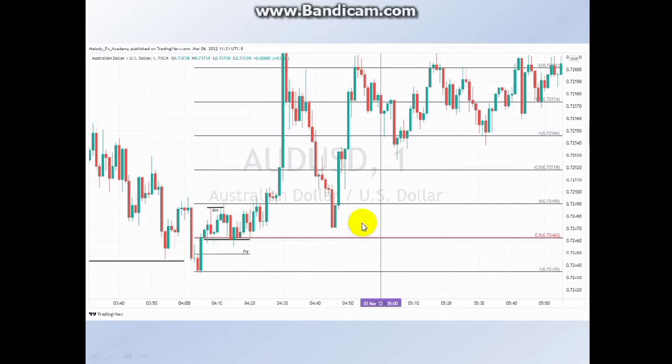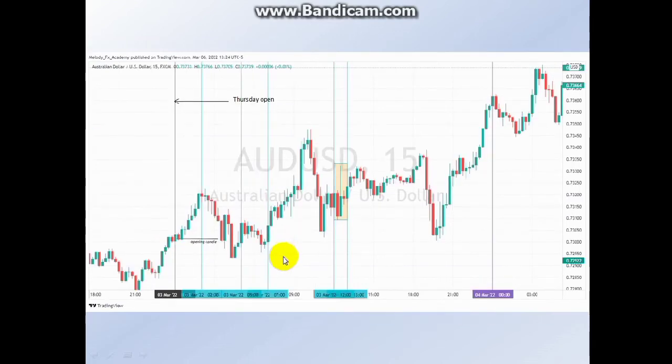So that is how to apply the fib to it, delineating our market into discount and premium market. Okay, now this is on Thursday's opening. Okay, this is on Thursday opening and on Friday's opening right here to 12 o'clock a.m.